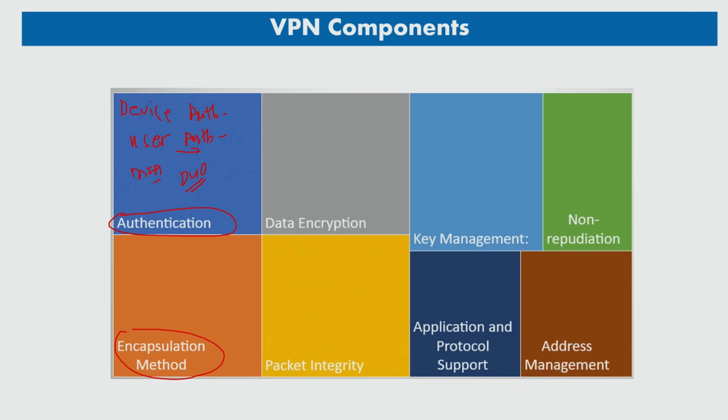The next component is data encryption. To prevent eavesdropping, data encryption is used. Data encryption works by running user data and a key value through an encryption algorithm to generate what appears to be a random string of characters. The information can only be decrypted by a device with the same key value.